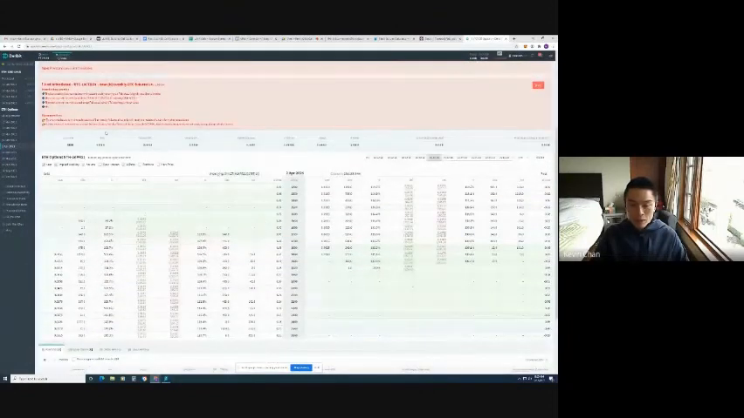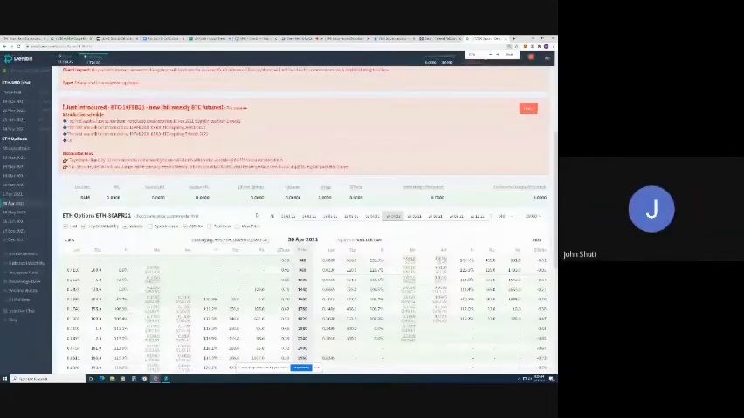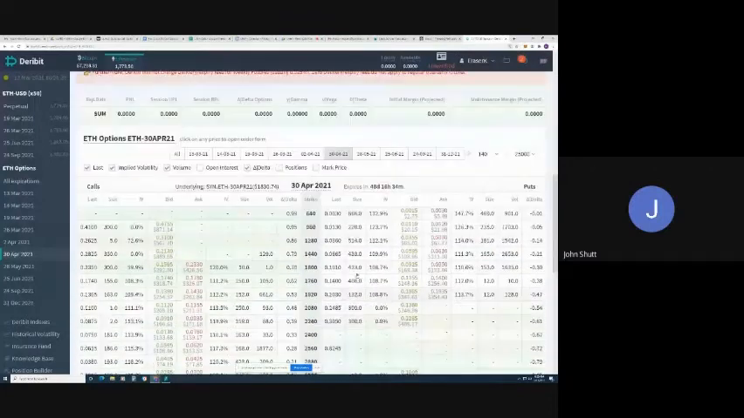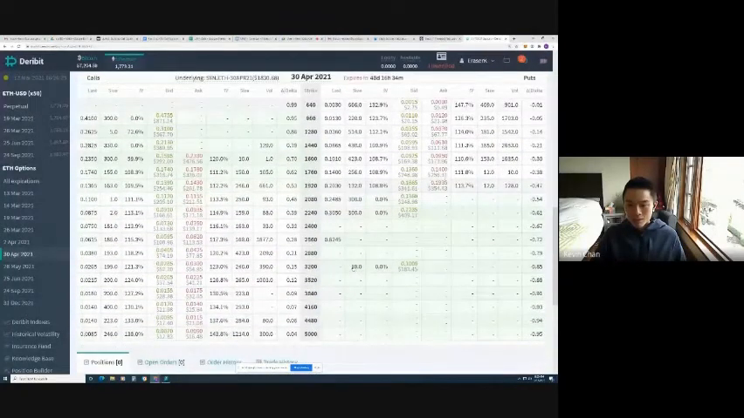this is basically Deribit's option screen. And we can actually look at April 30th Ethereum options. Is everything really small for you guys, I'm guessing? Yep. Let me boost it up a bit. There's a lot of numbers. Is this better? Kind of.